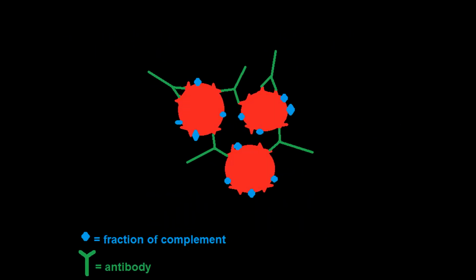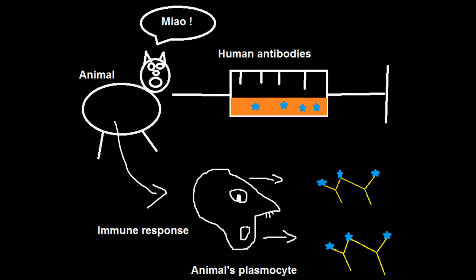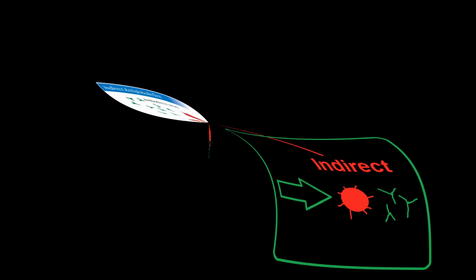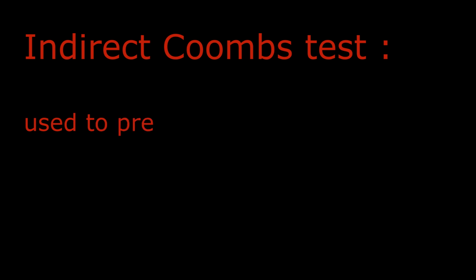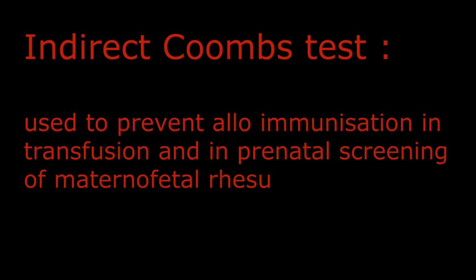We can also use a Coombs reagent that reacts with fractions of complement. We can get it by introducing human complement proteins in animals, exactly as we did with human antibodies. Let's now talk about the indirect Coombs test. Indirect Coombs test proves the presence of serum antibodies that are able to react with known antigens. These antigens are fixed on cells like red blood cells. It's used to prevent alloimmunization in transfusion and in prenatal screening of maternal-fetal immunization.